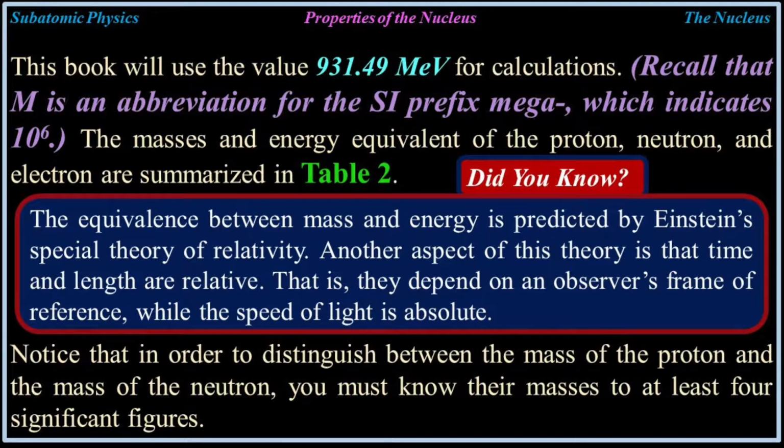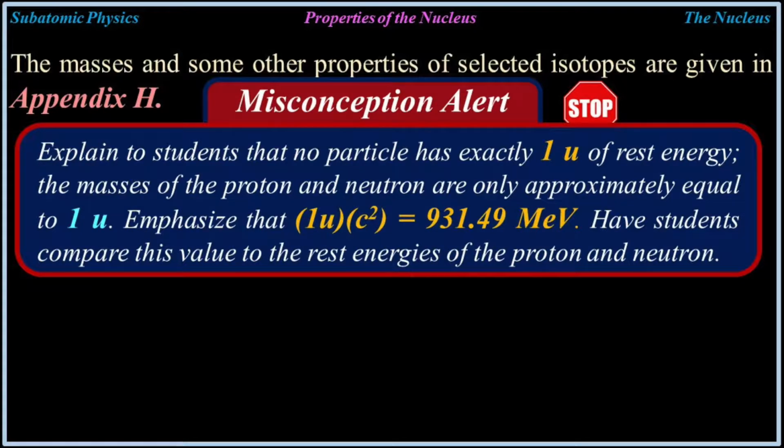Did you know the equivalence between mass and energy is predicted by Einstein's special theory of relativity? Another aspect of this theory is that time and length are relative. That is, they depend on the observer's frame of reference, while the speed of light is absolute. Notice that in order to distinguish between the mass of the proton and the mass of the neutron, you must know their masses to at least 4 significant figures. The masses and some other properties of selected isotopes are given in Appendix H.